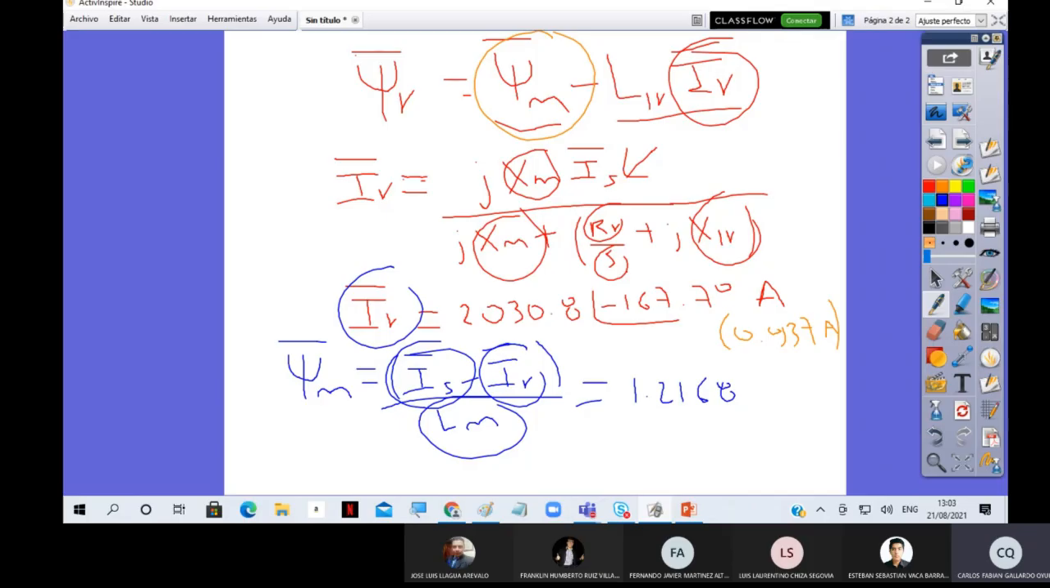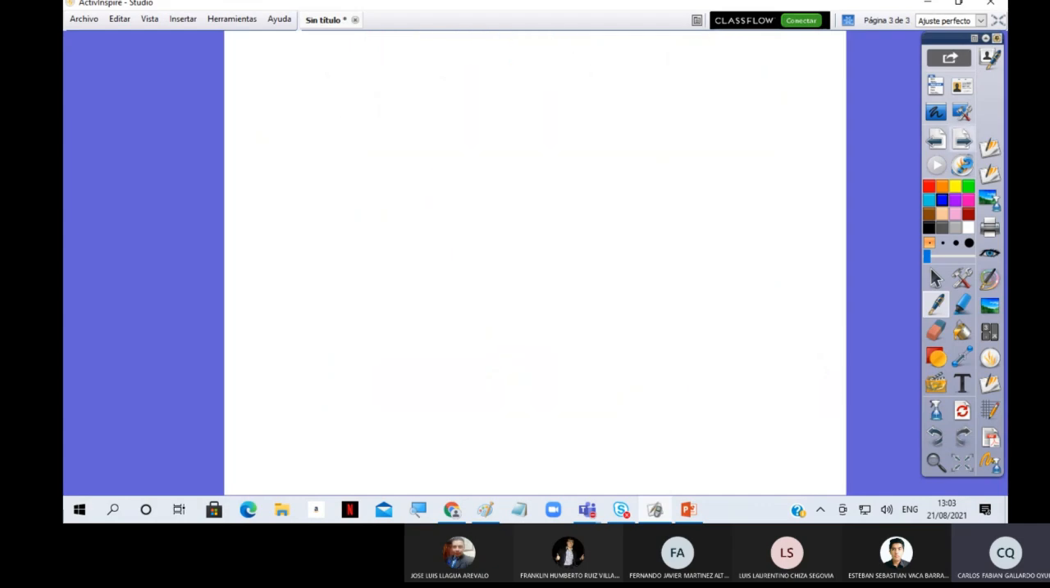Therefore, I will get 1.2168. I am working in actual values. And this is negative 83.9 degrees, Wb. This is the magnetizing flux. Now I am able to compute the root mean square value of the rotor flux linkage, because I have already computed the rotor current and the magnetizing flux.